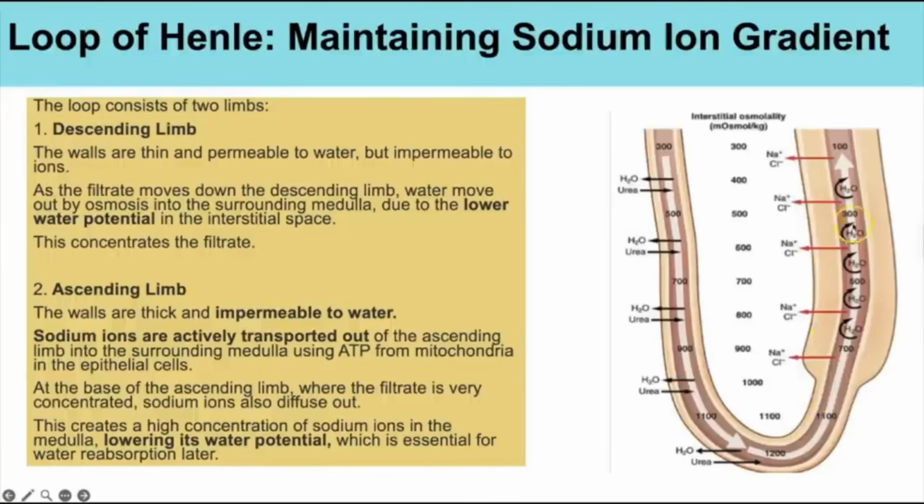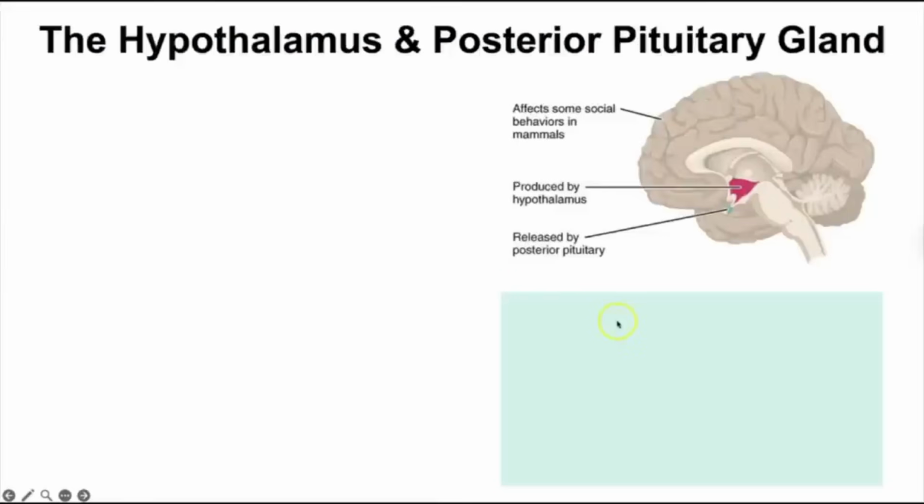As the filtrate moves up the ascending limb, the walls are thicker and they're also impermeable because they don't have aquaporins within them, so water cannot move out by osmosis. But sodium ions can be actively transported out, and that then means we get a really negative water potential gradient. Now at the base of the ascending limb, where the filtrate is very concentrated, some sodium ions will also move out by facilitated diffusion. But this whole process creates a high concentration of sodium ions in the medulla, lowering the water potential, which is essential for water reabsorption in the distal convoluted tubule and collecting duct.